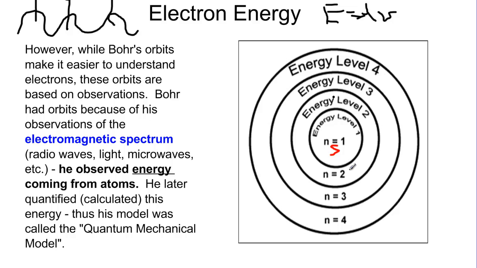Energy level 2 can have S or P. Energy level 3 can have S, P, and D. Energy level 4 can have S, P, and D. And then when we get to energy level 5 out here, you can have S, P, D, or F. And we're not going to do F, so don't worry about F, okay? It's just for that extension for those of you who are curious. All right.